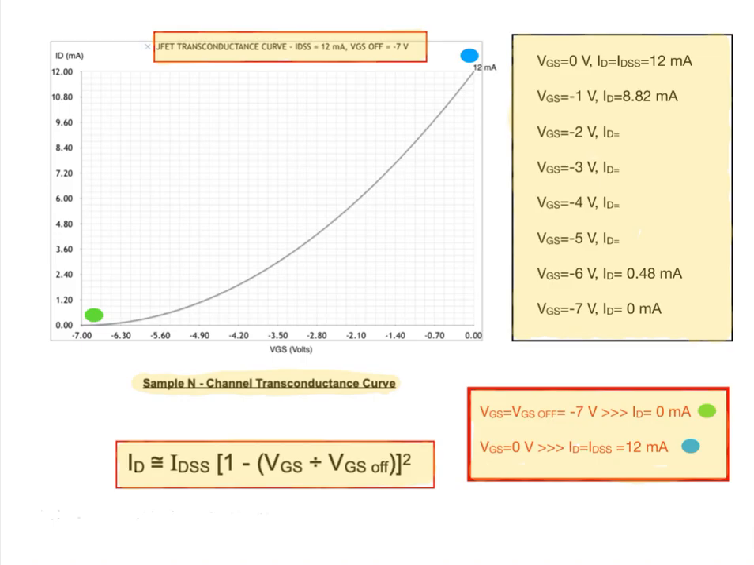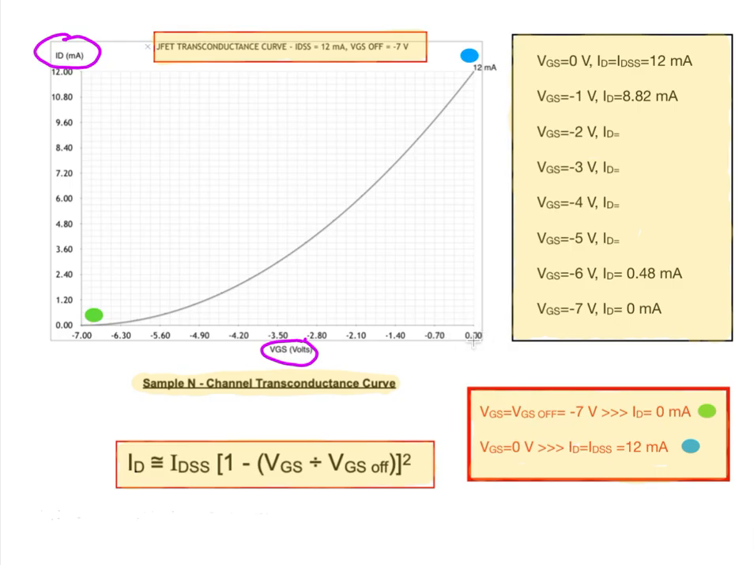Okay, this is what's known as the transconductance curve. Sounds really cool, but it's sometimes called just the transfer curve. It's the graphical relationship between the gate to source voltage and the drain current. So what I did, in Apple Numbers I believe, was assume our JFET part number has an IDSS equal to 12. That's the saturation current. And a VGS off, the cutoff voltage, equal to -7.